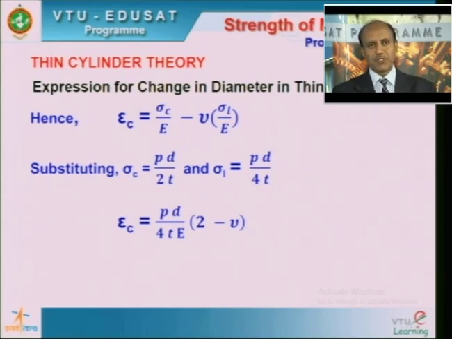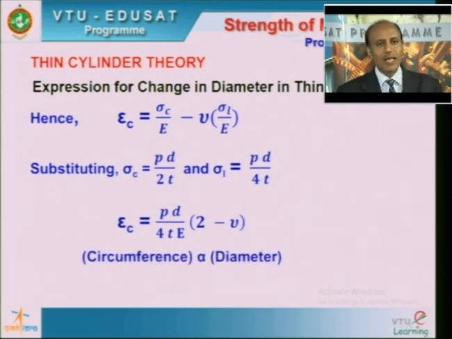So it is expressed as PD by 4TE into 2 times nu. Again, if you just try to look at this expression, the circumferential strain increases when P and D are bore, and it reduces with an increase in thickness and an increase in the metal property E, which is what you normally try to understand. So let's try to see how we link this with respect to the diameter, because what we want is the diameter.